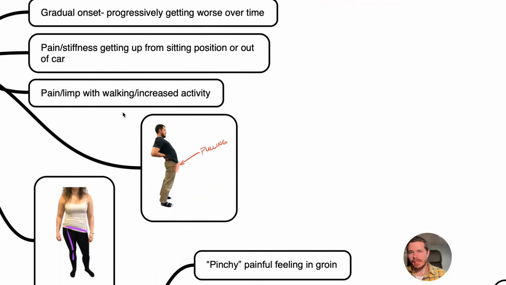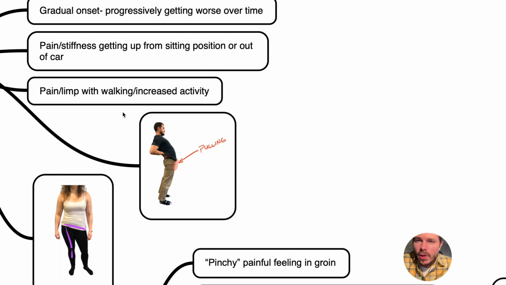There's often pain and stiffness when getting up from a seated position or out of a car, because again, you kind of need to rotate your hip and your leg. And there's quite frequently a limp and pain in the buttock in this case with walking. The further you walk, the more you limp.